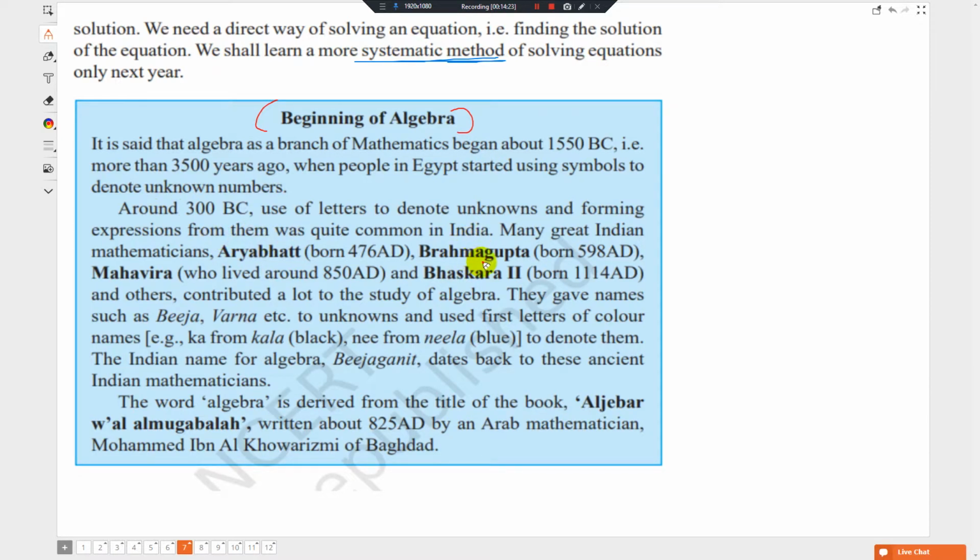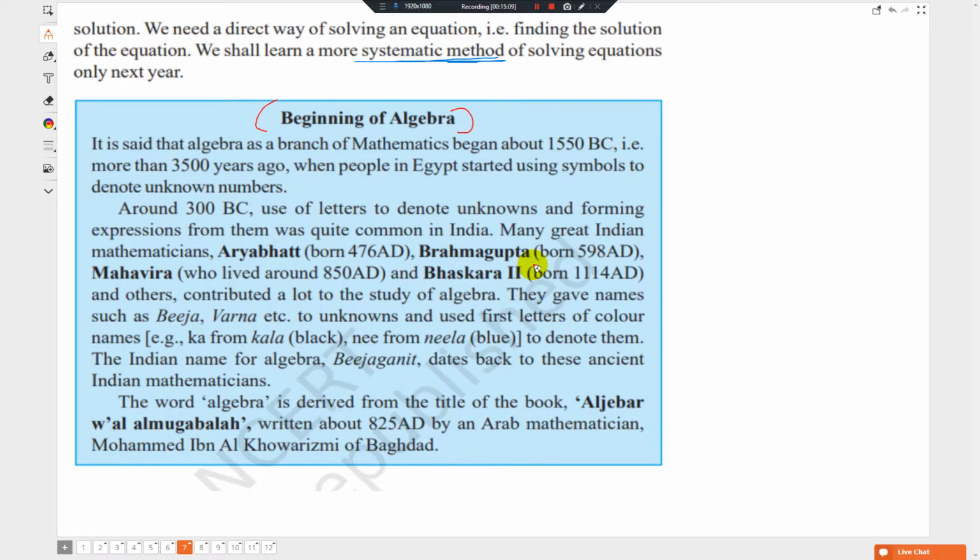Mostly in India. Many great Indian mathematicians, Aryabhata, who was born in 476 AD, Brahmagupta, born in 598 AD, Mahavira, who lived around 850 AD, and Bhaskara II, born in 1114 AD, and others contributed a lot of study in algebra. They gave names such as Bija, Varna, etc. to unknowns and used the first letter of the color names, Ka from Kala for black, Ni from Neela for blue, to denote them.